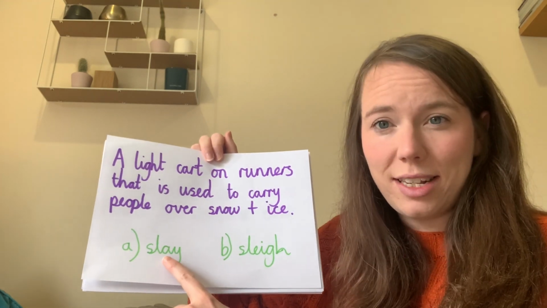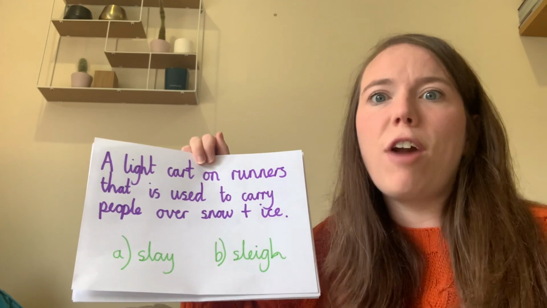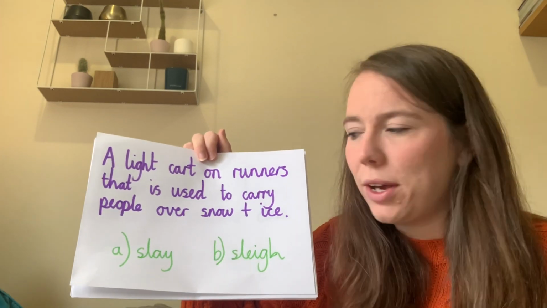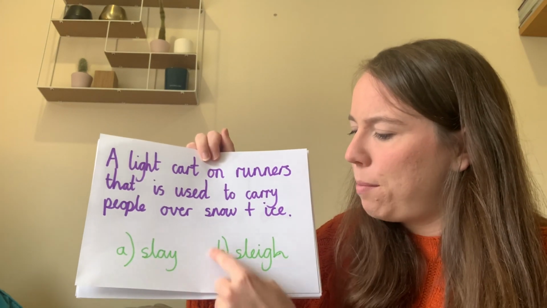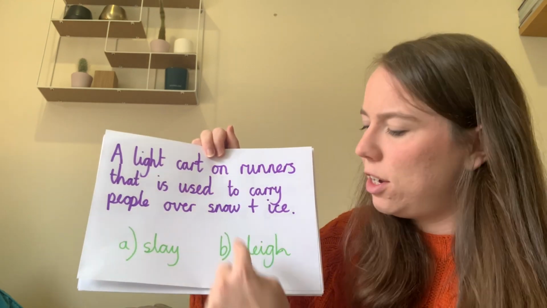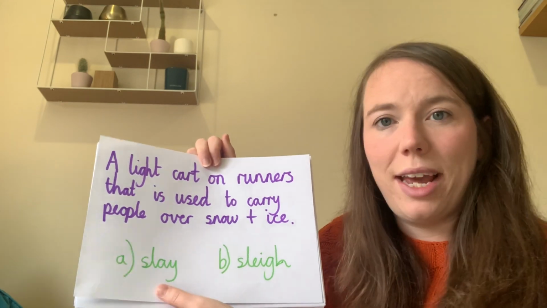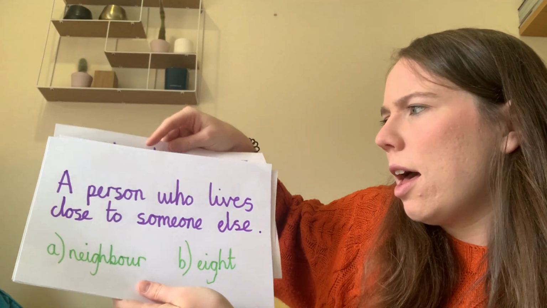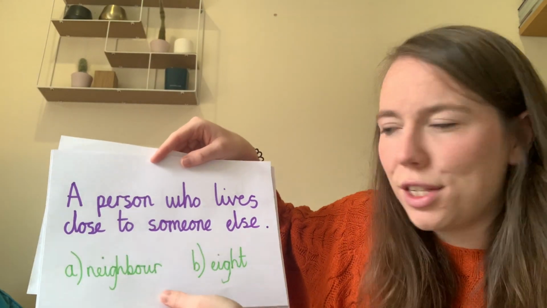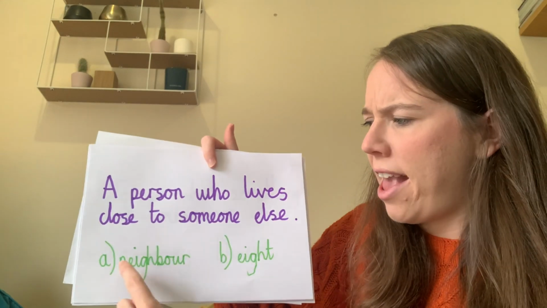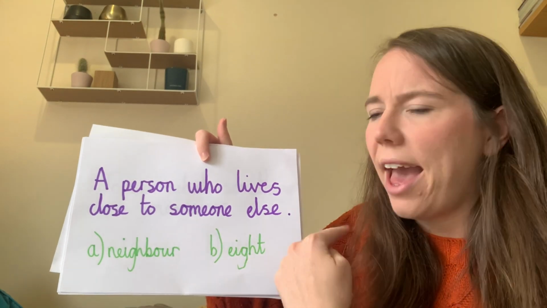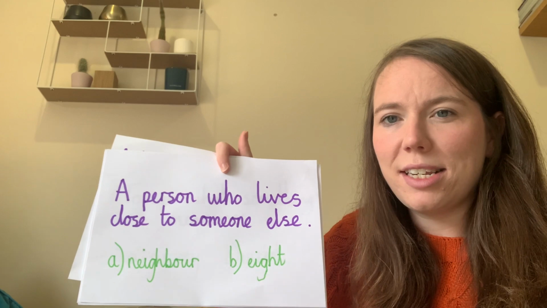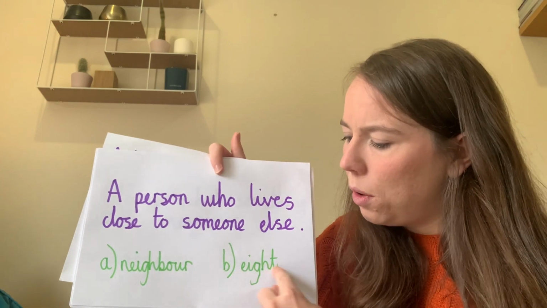This is also the word sleigh, but this is to slay a dragon. So we've got some homophones going on here, sleigh and sleigh. But this is the one we need for this definition with the E-I-G-H way to spell the A sound. Okay, question 3. A person who lives close to someone else. Is that A, a neighbour, or B, 8?